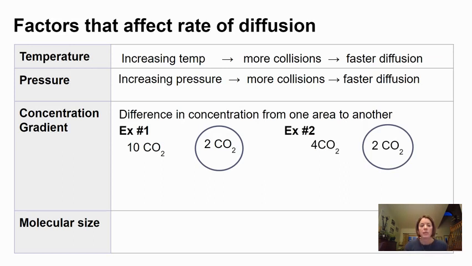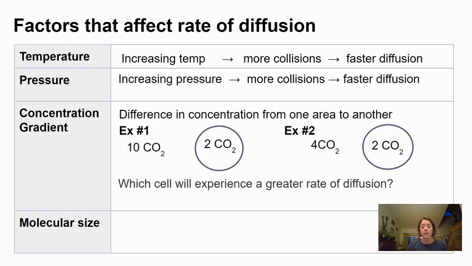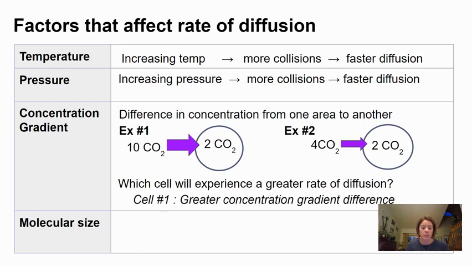It's going to be the cell with the 10 on the outside. It's going to try to push those to the inside at a faster rate than the 4 into 2, because it's just trying to achieve that equilibrium at a faster rate. There's more on the outside, more chances for collisions. We're going to get those guys on the inside. So cell 1 will have the greater concentration gradient, and is going to diffuse fastest.